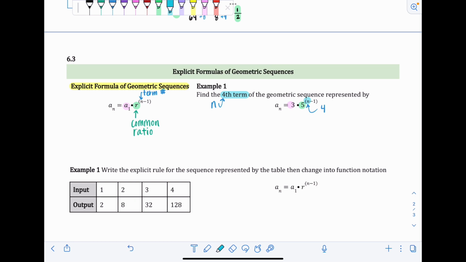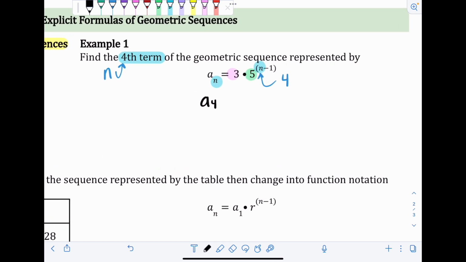So when we go to substitute that 4 in for n, we're also going to put it right there. And so it'll be an A with a little 4, and that just means the 4th term. So A4 means the 4th term, and it'll be equal to 3 times 5, and then raised to the n minus 1. We're going to put 4 in for that n, so 4 minus 1, and close parentheses. And then for these problems, it's really important to follow order of operations to make sure you get to the correct answer.